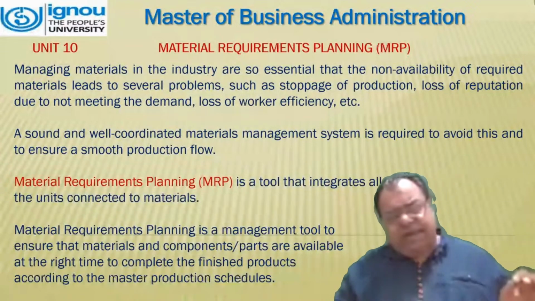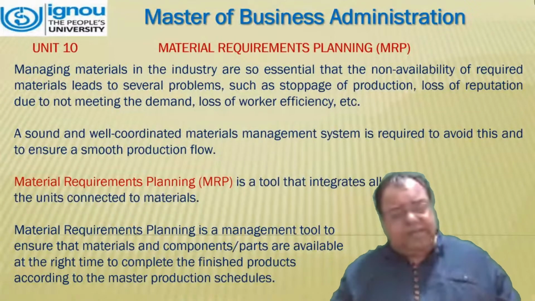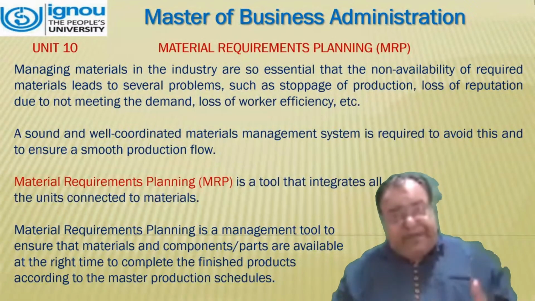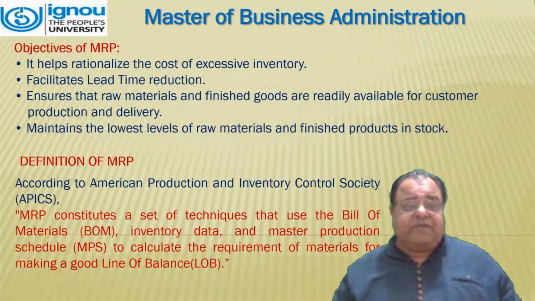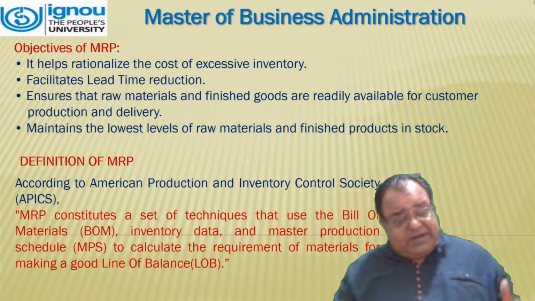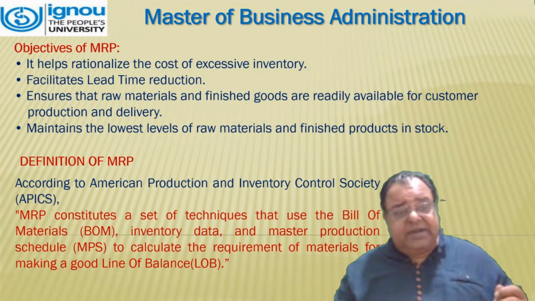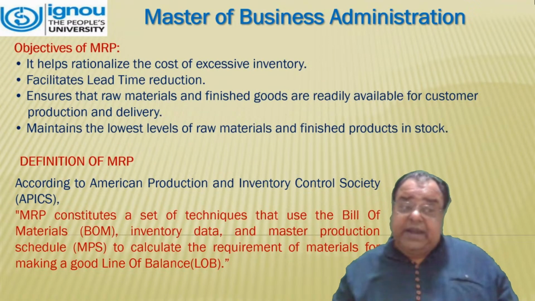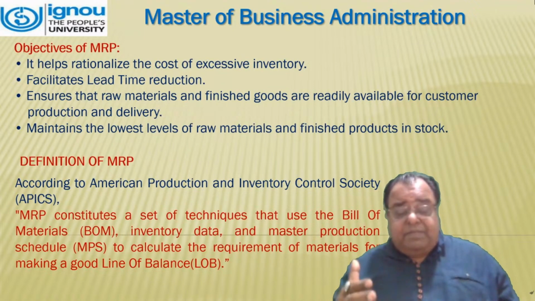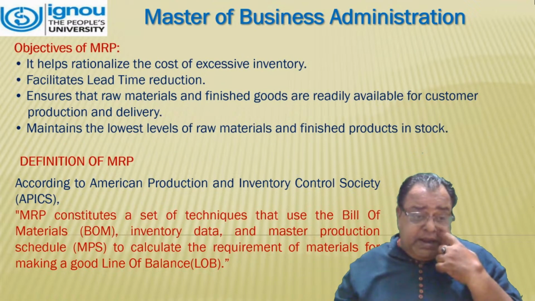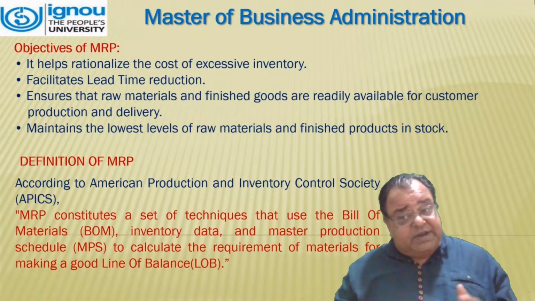Material requirement planning is a management tool to ensure that materials and components or the parts are available at the right time to complete the finished products according to the master production schedules. What are the objectives of MRP? It helps to rationalize the cost of excessive inventory, facilitates lead time reduction. It ensures that raw materials and finished goods are readily available for customer production and delivery. It maintains the lower level of raw material and finished products in stock.